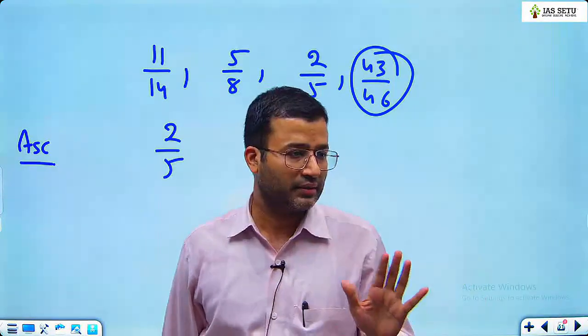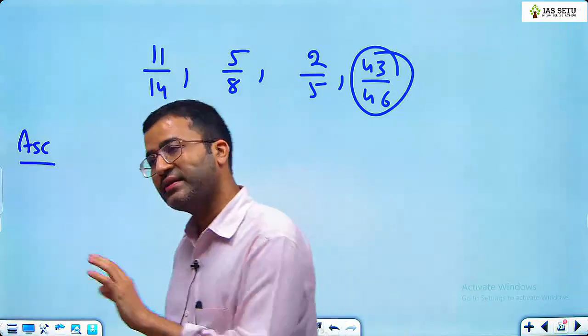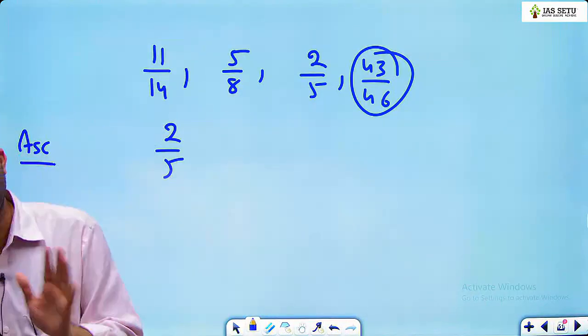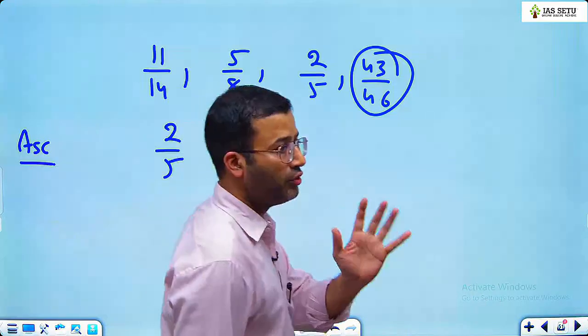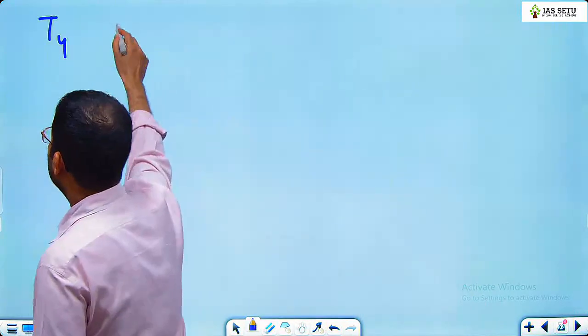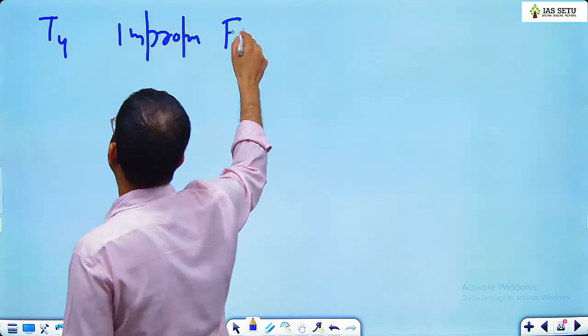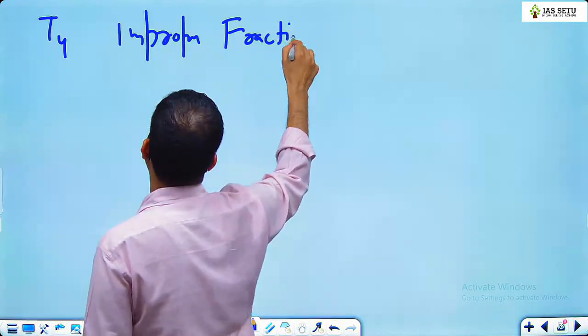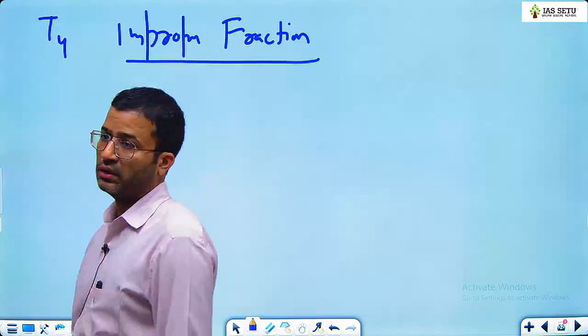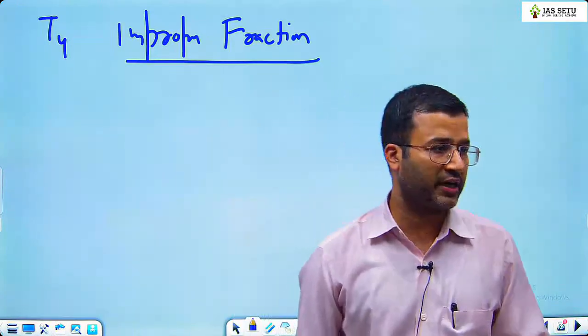ठीक है, अब तक प्यार मोहब्बत चल रही थी इस टॉपिक में. टाइप 1 ओके, टाइप 2 ओके, टाइप 3 ओके. नाउ टाइप 4. Type 4 is for improper fraction. Same like type 3, but rather than proper, improper fraction.